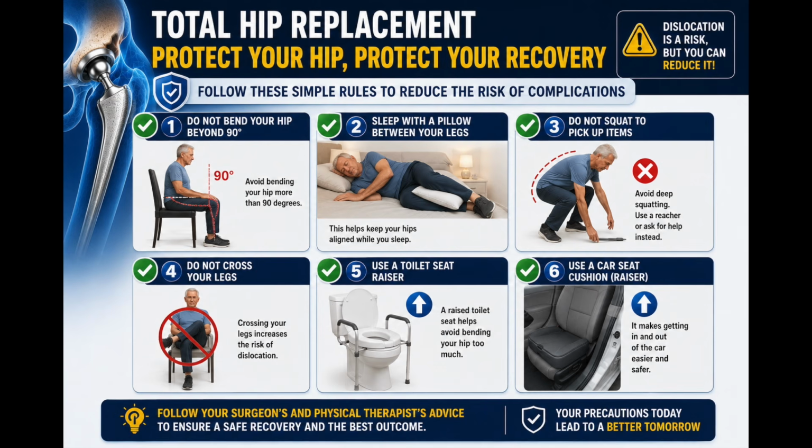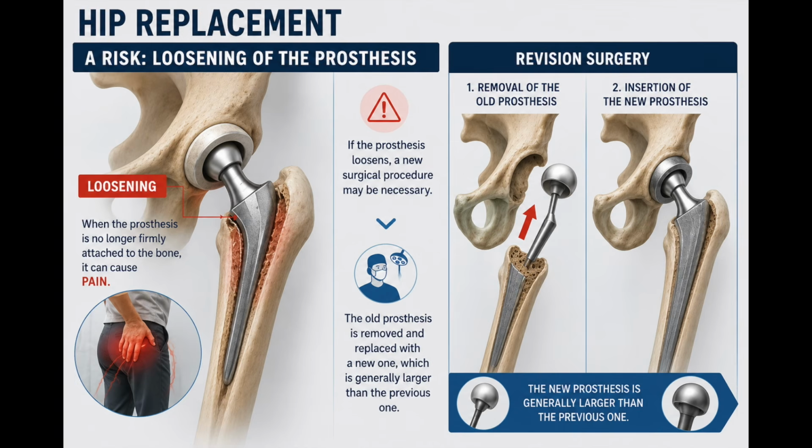Below are some simple rules to reduce the risk of prosthesis dislocation. It is essential to carefully listen to the advice of your physical therapist, but it is also helpful to discuss the matter with your surgeon before surgery. Another risk is prosthesis loosening, which occurs when the prosthesis is no longer properly attached to the bone and thus causes pain. If loosening occurs, a second operation may be necessary, in which the old prosthesis is removed and a new one inserted, usually larger than the previous one.